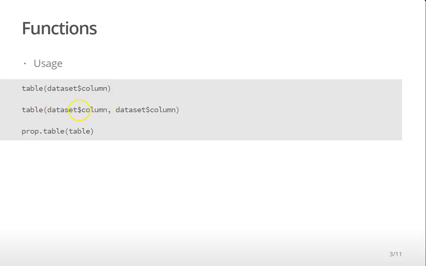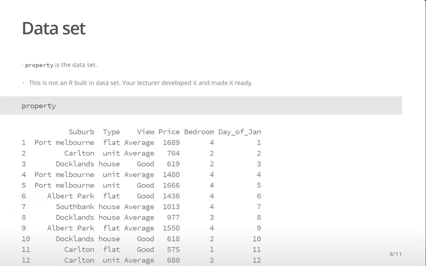include dataset, $ sign, column, dataset, $ sign, column, and don't forget the argument that should be fed to the prop table is the type of table. So basically what we do is develop a table by these two arguments and feed it to this prop table to get the values in terms of percentage. The dataset that we are going to work with is called the property dataset.